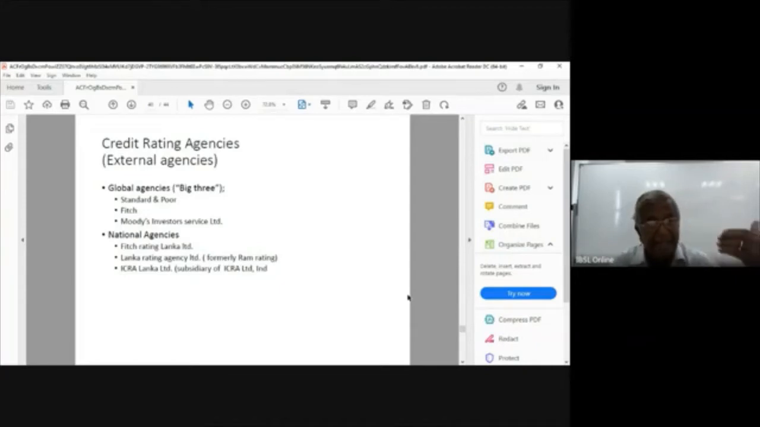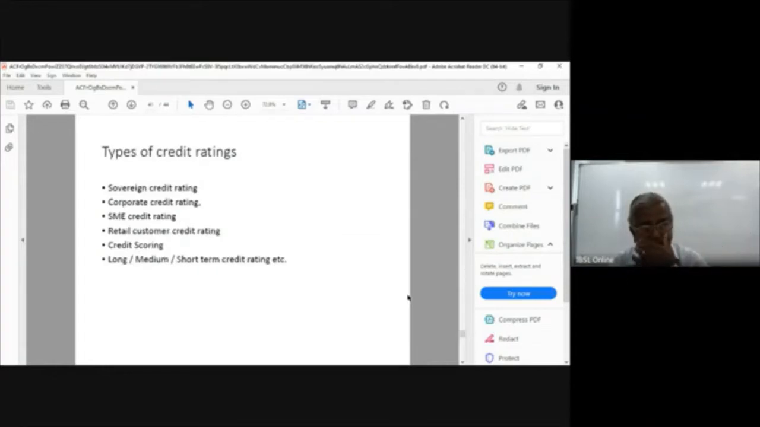Then the national agencies in Sri Lanka: Fitch Ratings Lanka Limited, there is one agency doing that. Lanka Rating Agency Limited, formerly called RAM Rating. And then there is another one, ICRA Lanka Limited, a subsidiary of Indian ICRA Limited. They are also doing this rating and giving their notations.